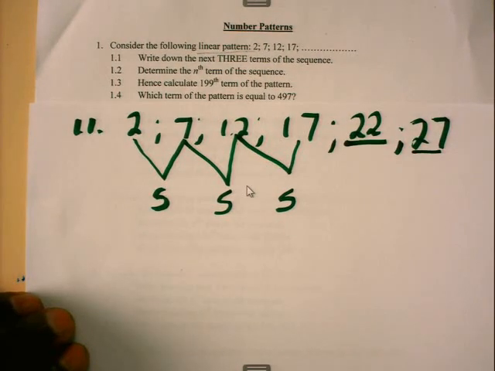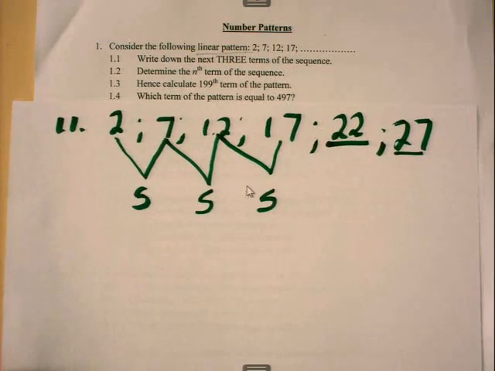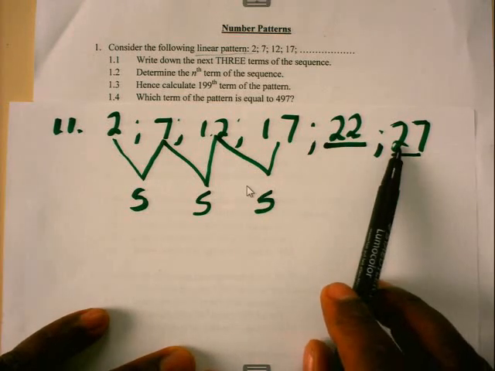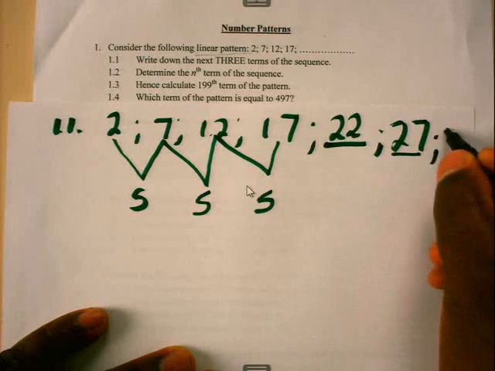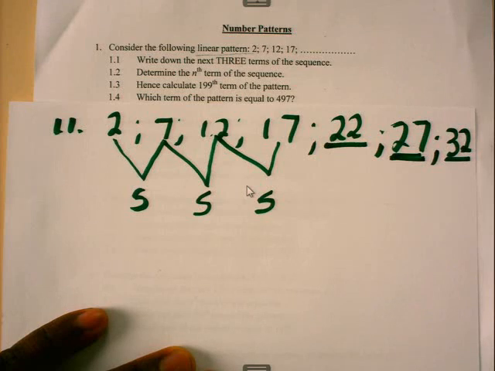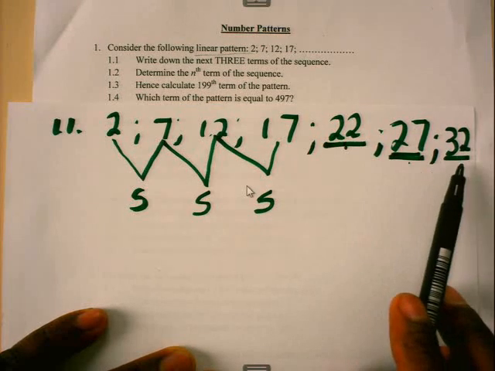What does that mean? The first question, 1.1, states: write down the next 3 terms of the sequence. How do we do that? We have realized that the common difference is 5, so we keep on adding the common difference. 17 plus 5 gives us 22. 22 plus 5 gives us 27. 27 plus 5 will then give us 32. So the next 3 terms of the sequence will be 22, 27, 32.